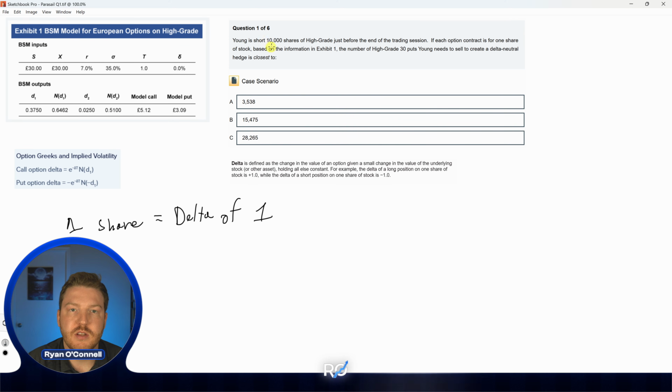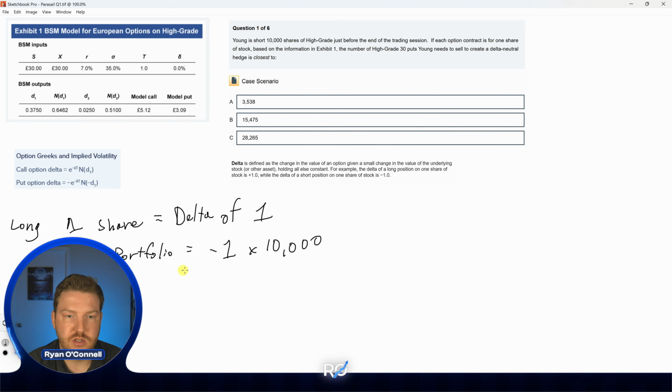So if there's 10,000 short shares, that means that if you were long one share, you would have a delta of 1. But because they're actually short, that is going to turn into a delta of -1. So their current portfolio delta is going to be equal to that -1 delta, because they're short the shares, times the number of shares that they have, which is 10,000 shares. So their current portfolio delta is going to be equal to -10,000.